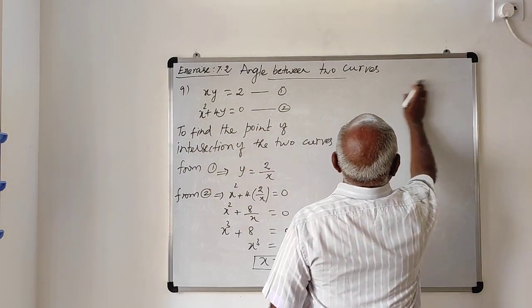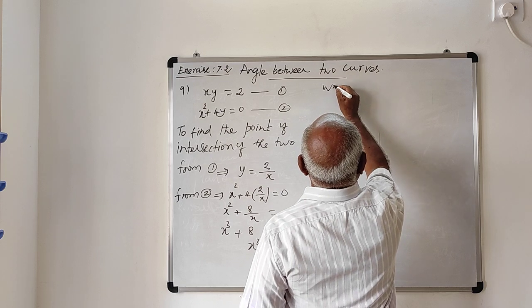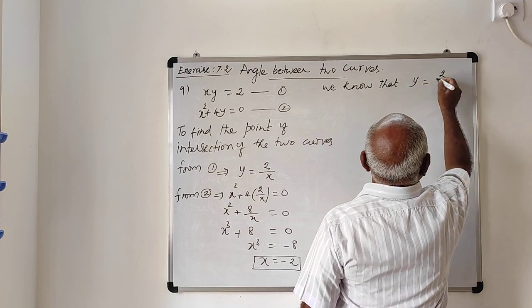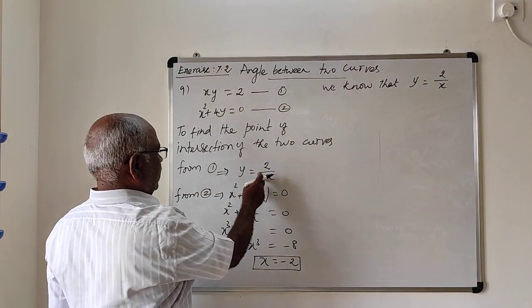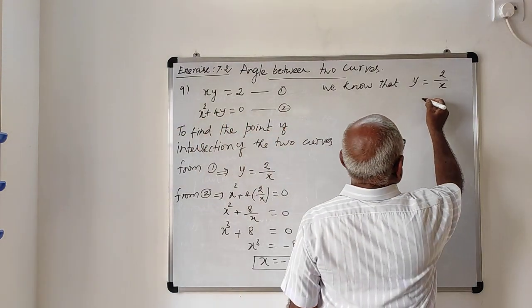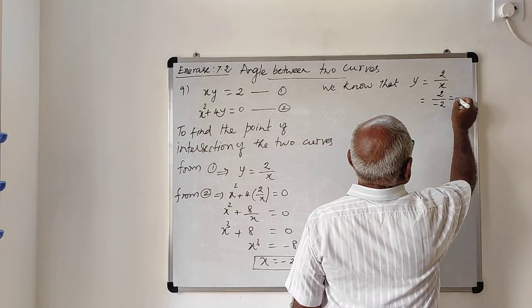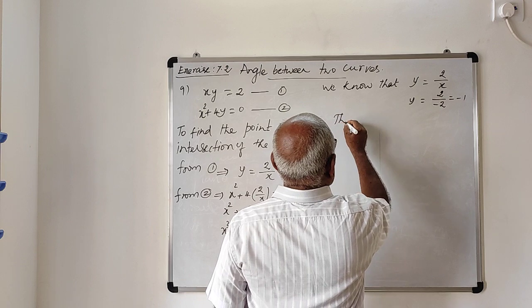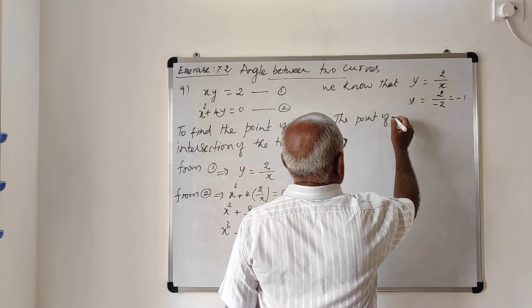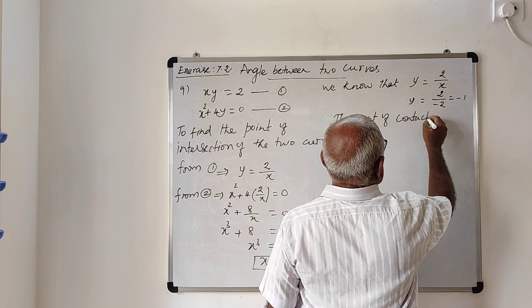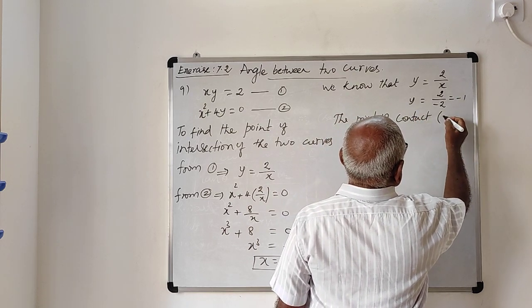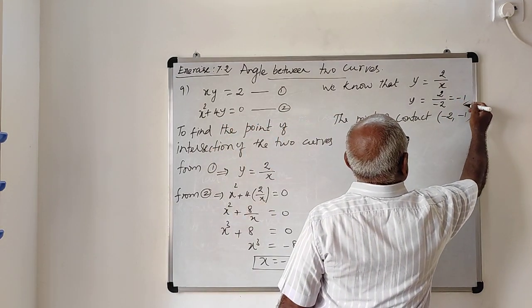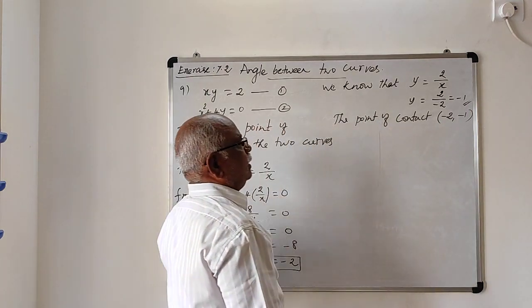Therefore, we know that y equal to 2 by x. In the place of x, you replace minus 2. So that is equal to 2 by minus 2, that is equal to minus 1. So y equal to minus 1, x equal to minus 2. Therefore, the point of contact of the two tangents is minus 2 comma minus 1. X is minus 2, y is minus 1. This is the point of contact, minus 2 comma minus 1.